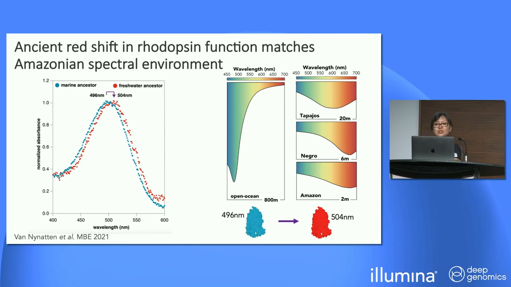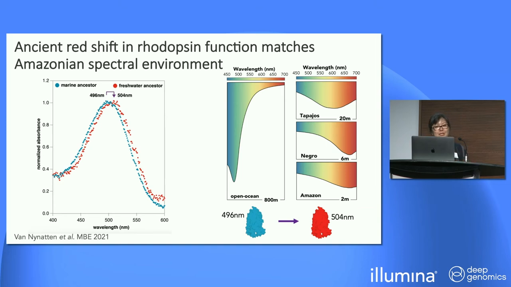Okay, so this transition to a redshifted absorption sensitivity matches the shift in spectral environments that we know differ between marine and freshwater environments, right? Because we're transitioning from the blue-dominated marine environments to the dimmer, redshifted riverine environments of the Amazon basin.